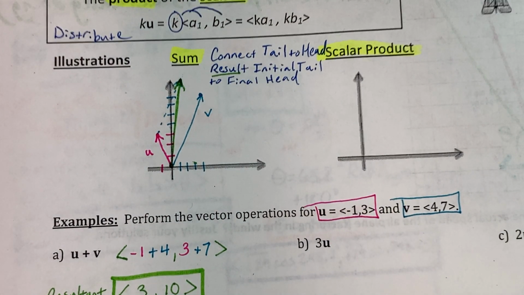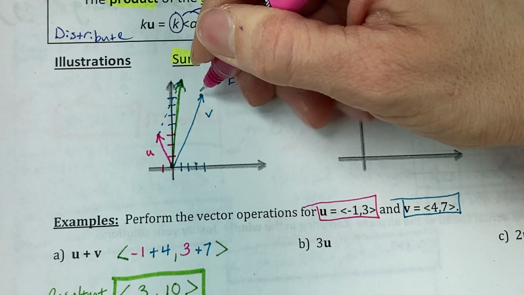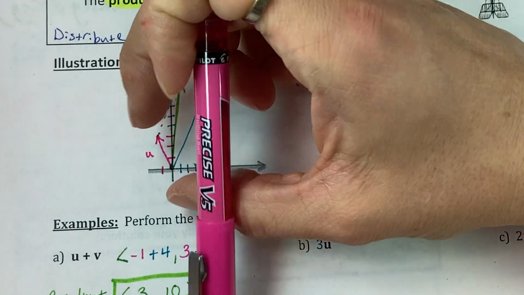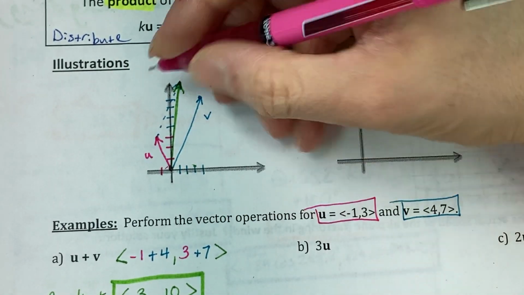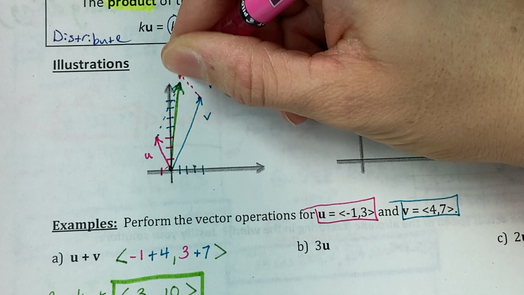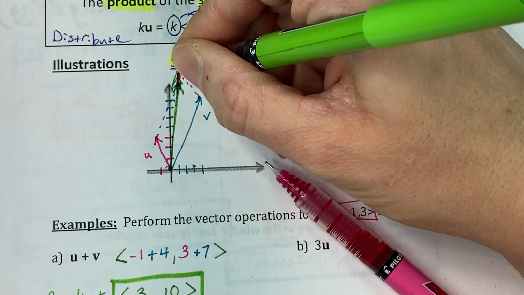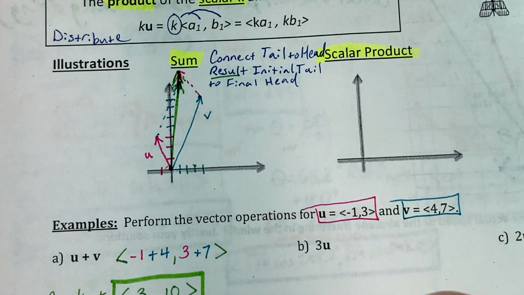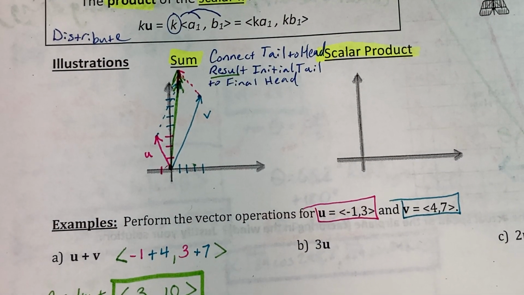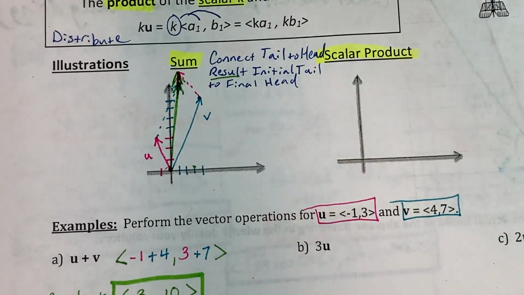So connect tail to head, and then our result is the initial tail connected to the final head. And remember, folks, I chose to slide the blue vector up. If I wanted to slide the pink vector, I could slide that tail up to that head. And as you can see here, yep, that would extend that green one a little bit taller. So again, not a perfect graph here. And that's about where that resultant vector would be. So you can do it either way, just so long as you are connecting tails to heads.